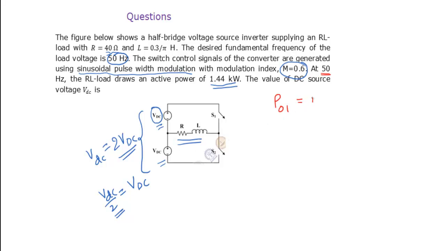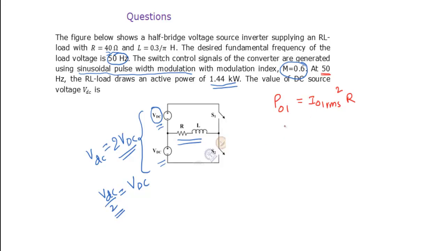That is nothing but I01 RMS value squared into resistance. This is not the total power drawn by the load. It is only the power drawn by the load at 50 Hz, that is, only by the fundamental component. If it were total, we would need to take I0 RMS, not I01. So from this, resistance is given, power is given, we can calculate the I01 RMS.